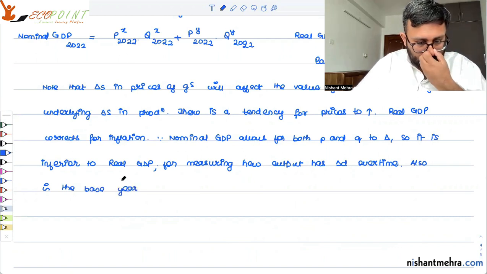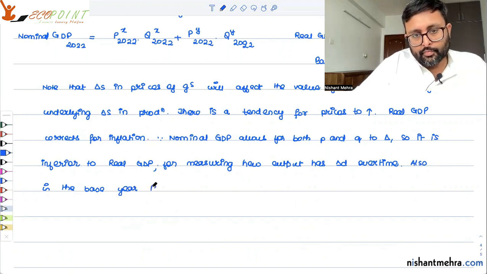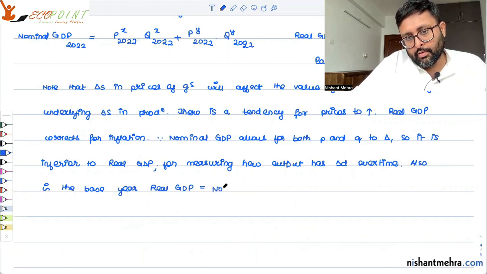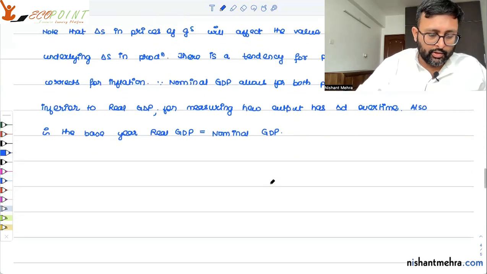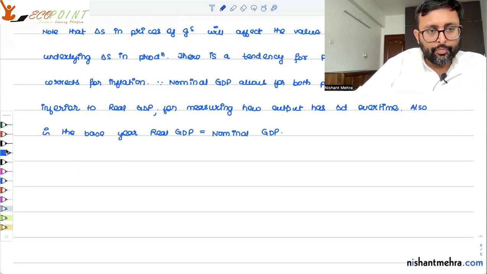In the base year, real GDP is equal to nominal GDP. So look at one numerical example.